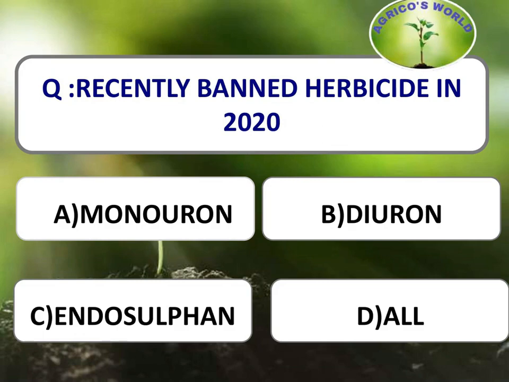What is the recently banned herbicide in the year 2020? In the year 2020, many of the herbicides were banned and among that diuron is there and diuron is mostly used as a pre and post emergent herbicide in cotton.